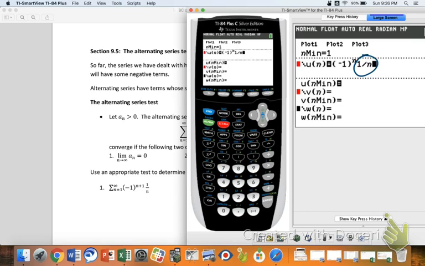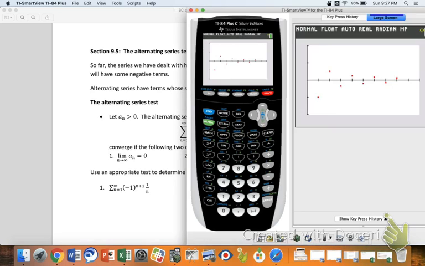But then this -1 to the n, if you think about it, if n is going to go from 1 to 2 to 3 to 4 to 5, so on and so forth, then that -1 to the n is going to go from negative to positive to negative to positive, so on and so forth. So let's see what this looks like on a graph. So if I hit graph here, you can see how this works.